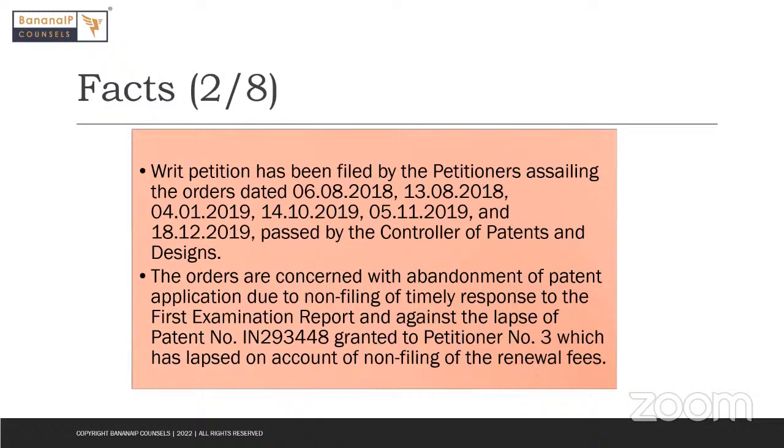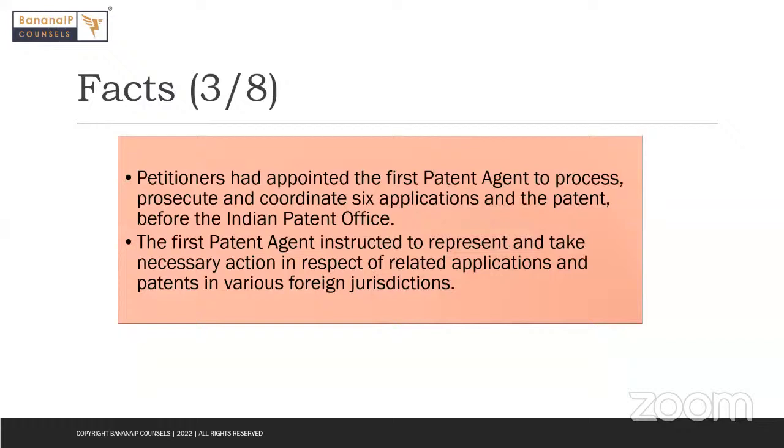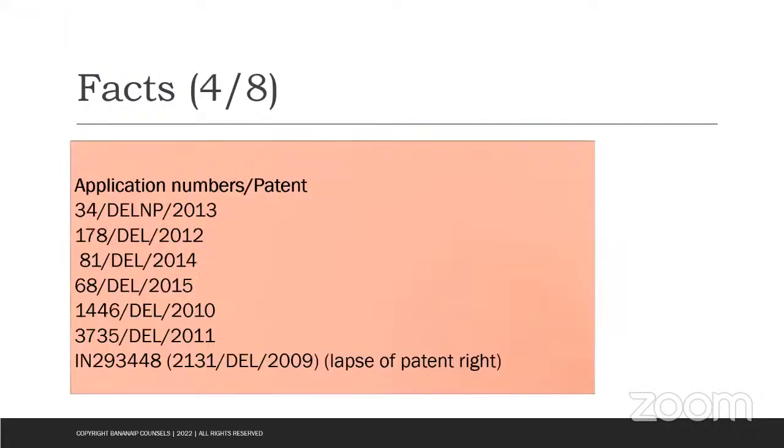The petitioners had appointed the first patent agent for prosecuting and coordinating these 6 applications and a granted patent which is lapsed before the Indian Patent Office. So basically, the petitioners wanted the first patent agent to periodically report on the status of the pending applications as well as the patents, and also intimate the petitioners if any action was required. These are the patent application numbers in the lapsed patent.